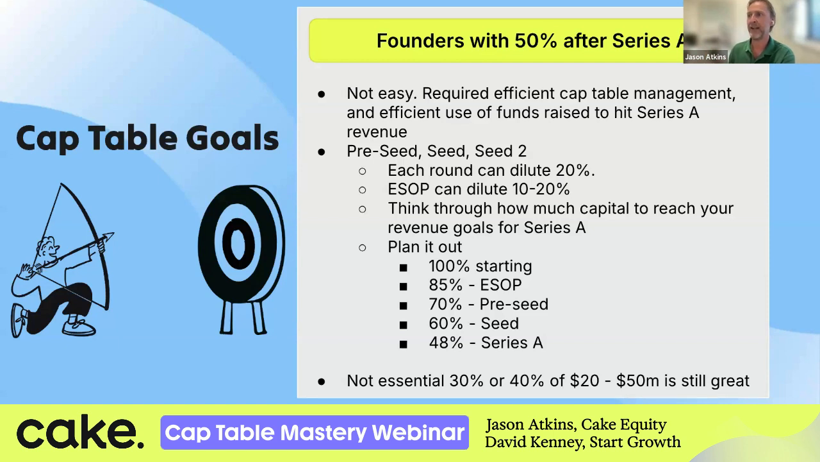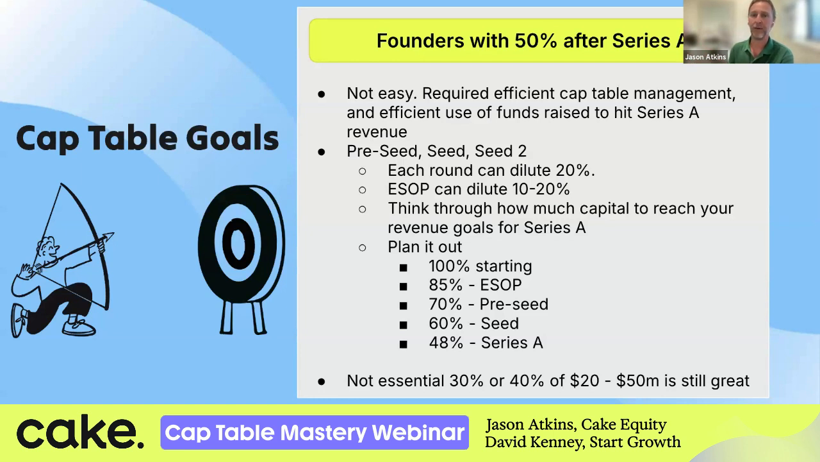But look, it's hard to get there, and I just wanted to talk through what happens if you do more rounds than you otherwise could, and at least if you're aware, you can try and avoid them. So first of all, each round, pre-seed, seed, seed two, which is quite common, you normally dilute about 20%. It can be 10 to 20% depending on what the round is. Pre-seed sometimes 10%, sometimes a bridge. Between seed and Series A could be 10%, but each round is 10 to 20% dilution normally. Your ESOP as well is 10 to 20%.